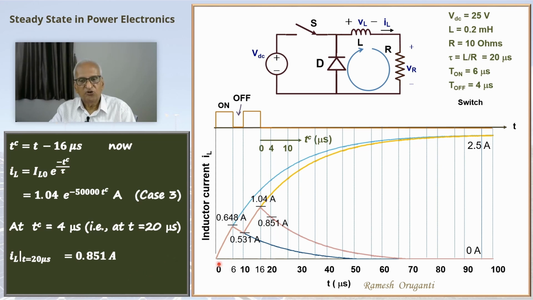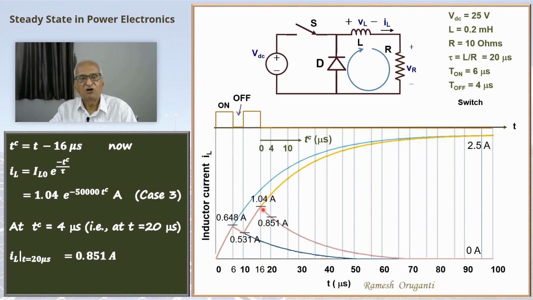So what has happened so far? We started from 0 amperes. We turned on the switch for 6 microseconds. The current reached 0.648 amperes. Then we turned the switch off. The current decayed down to 0.531 exponentially. We turned the switch on again. The current built up to 1.04 amperes in 6 microseconds again.